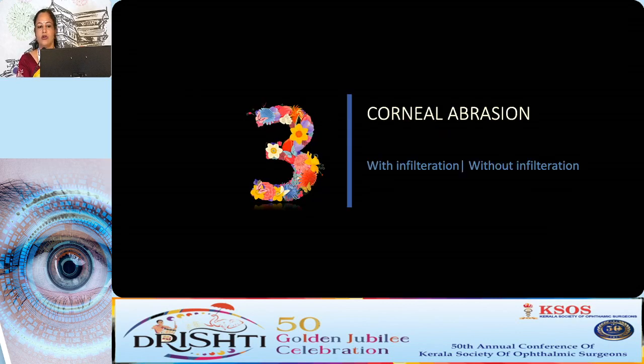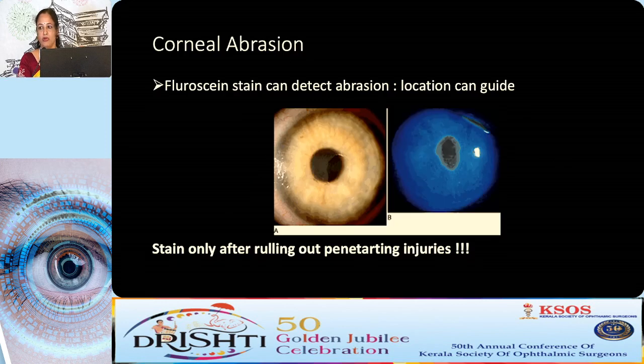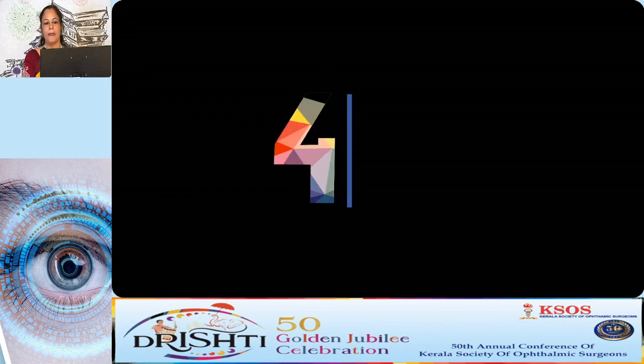The third thing is corneal abrasion. So whenever you have abrasion, you have to rule out penetrating injury and then only stain the cornea. And you can see, depending upon the stain, you can localize if there is any foreign body also, okay? And if it is taking up the stain or not. And as I told, stain only after ruling out penetrating injuries, okay?